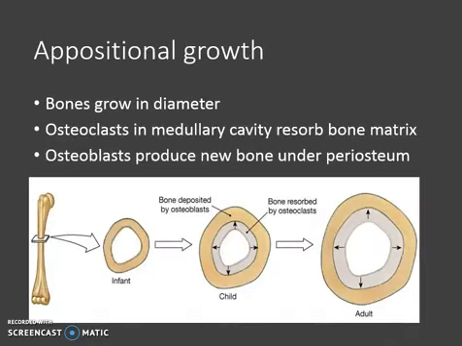Now, in addition to growing lengthwise, our bones can also grow in diameter, so the thickness of the bone. And so as you get older, your bones also get wider. In doing so, new bone tissue is deposited on the outside, and it's deposited by our osteoblasts. So remember, osteoblasts make new bone tissue.